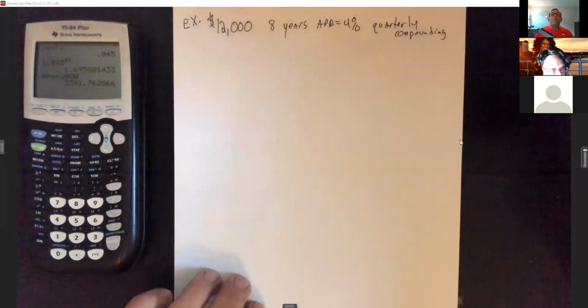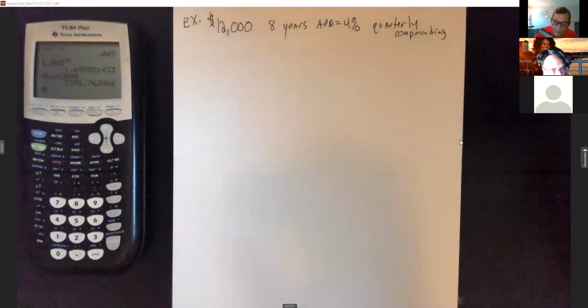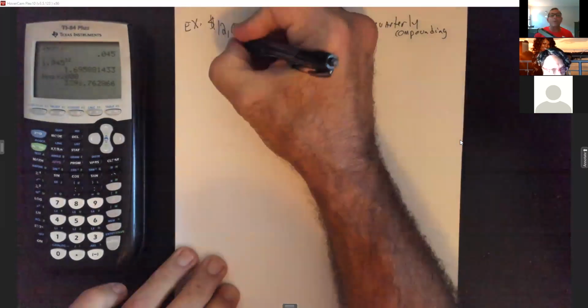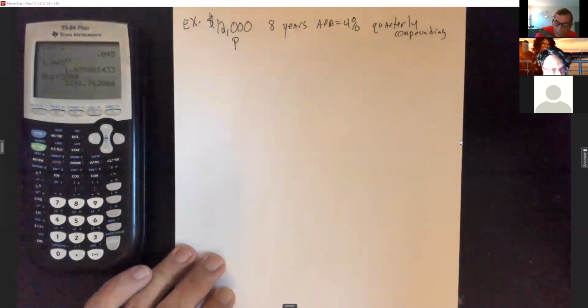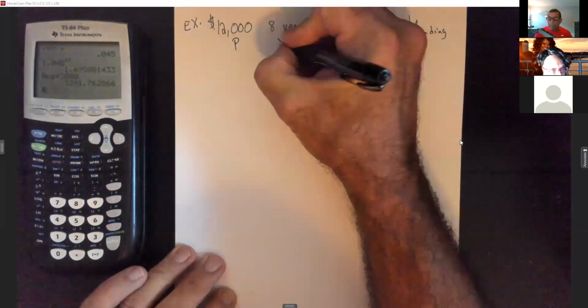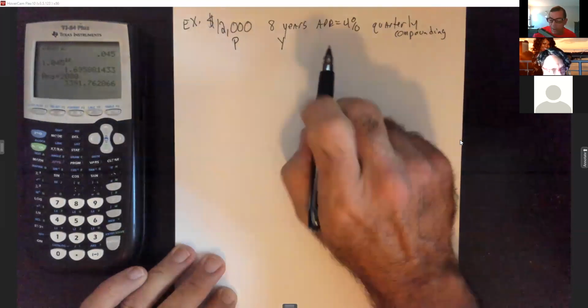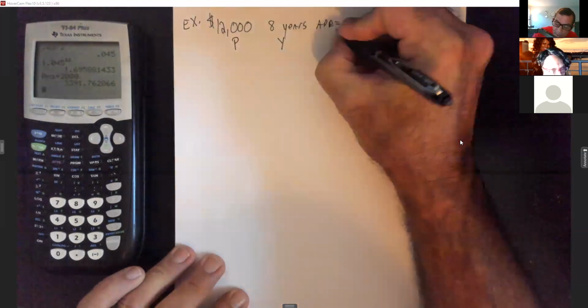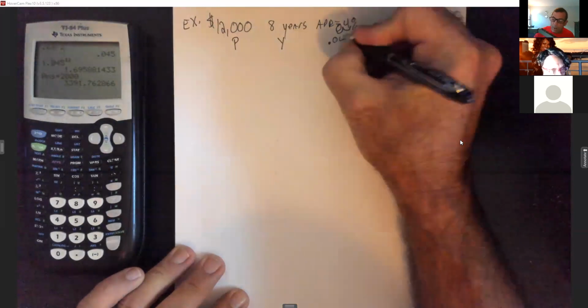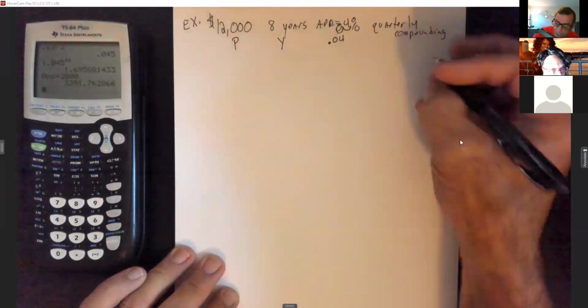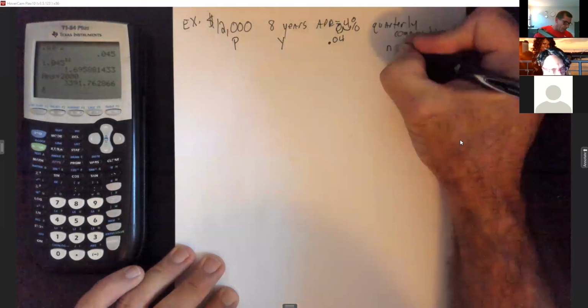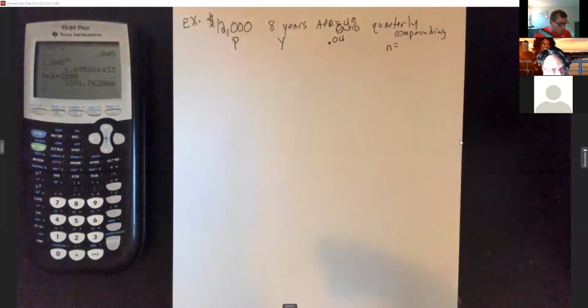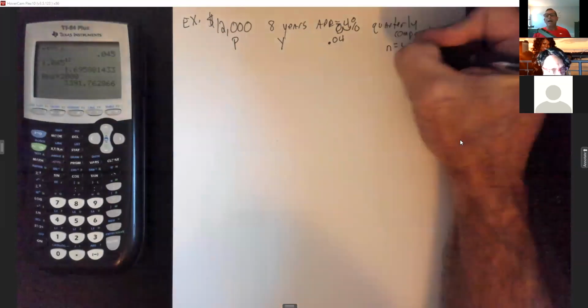All right, so we know what we need for our formula. We need our P, which is going to be that 12,000. We need a Y, which will be the 8 years. They told me this was APR, but I need to turn 4% into a decimal, so I'm going to move my decimal left 2 units, add a 0, so that's going to be 0.04. And then N is the compounds. This time they gave me quarterly. So quarterly means it would happen 4 times in a year.